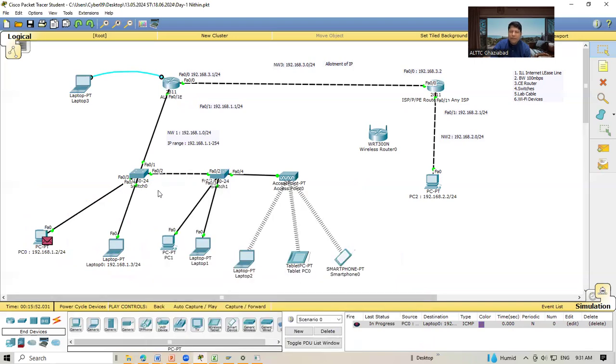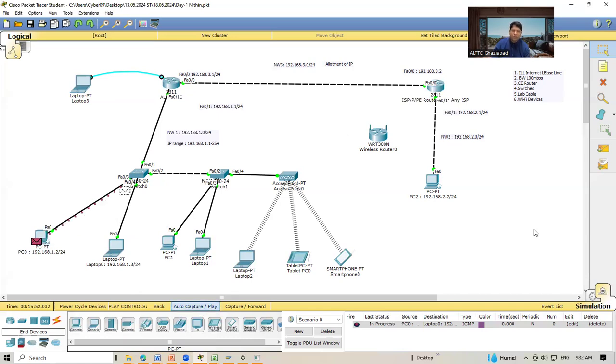But here we use the switch. A switch has memory also, because a switch is an intelligent device: sense and memory, both things. So it senses and already knows who is Mr. X and where the laptop is. So it doesn't send anything to other locations. It goes directly to the laptop, delivers, takes the acknowledgement and returns back.